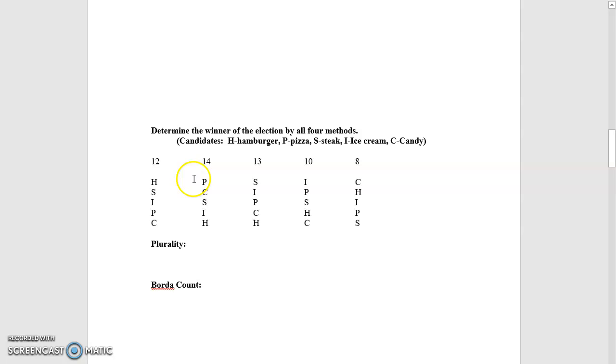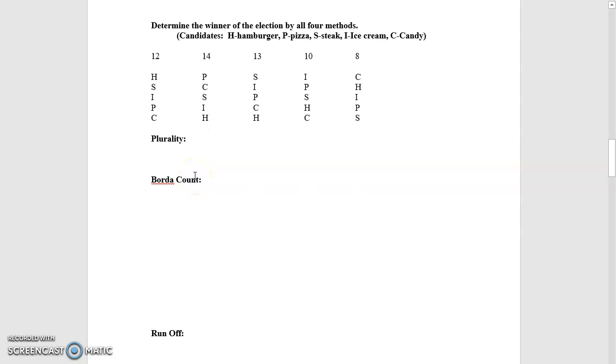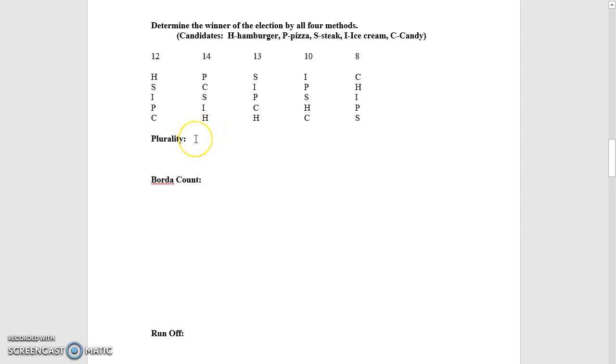Now we're going to move on to the voting theory, the plurality, Borda count, runoff, and runoff elimination. Plurality is pretty simple. Right away, the answer here is P, 14. It has 14 votes, which is the most first place votes, so that is our winner.